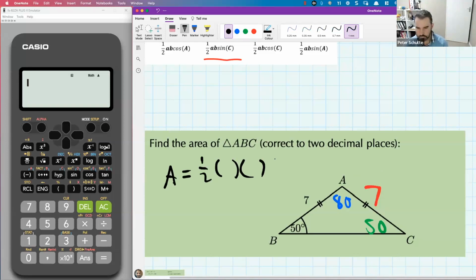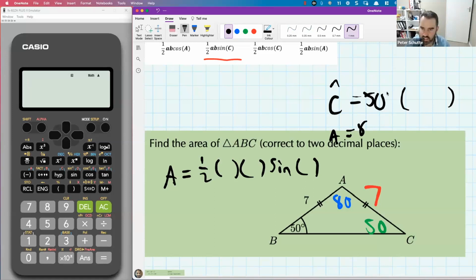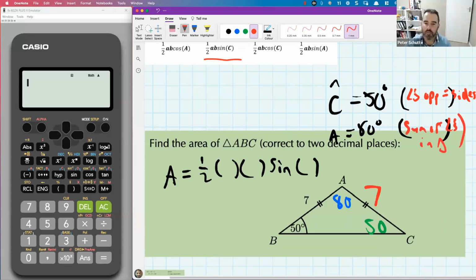Now, just to make sure, we actually should be showing working. So just to make sure, C was 50, and then we would say the reason, and then we would say A is 80, and that would also have a reason. And the reason would be for this one, angles opposite equal sides. And over here would be sum of angles in triangle. Okay, so half times 7 times the sine of 80.